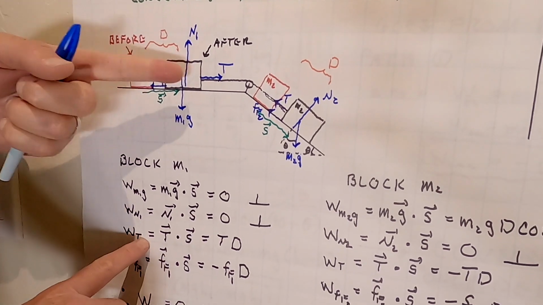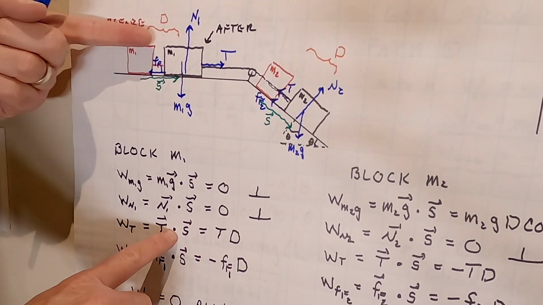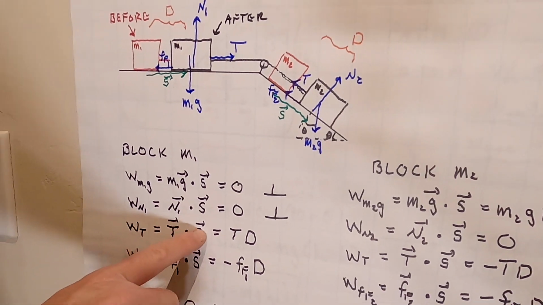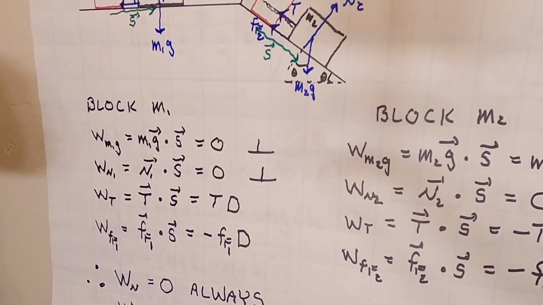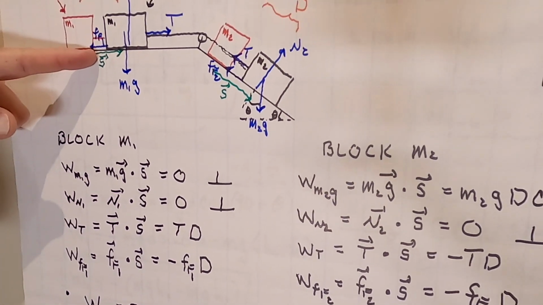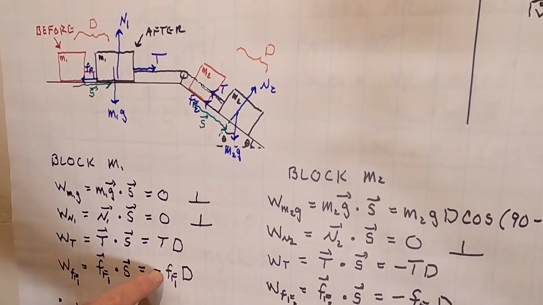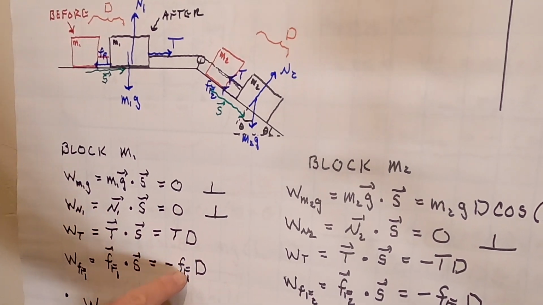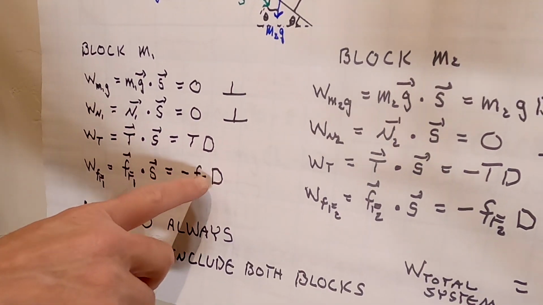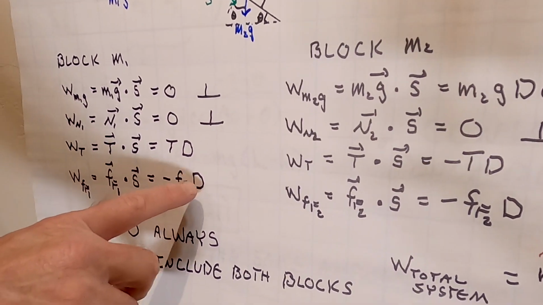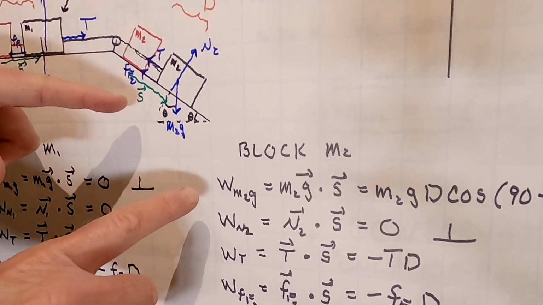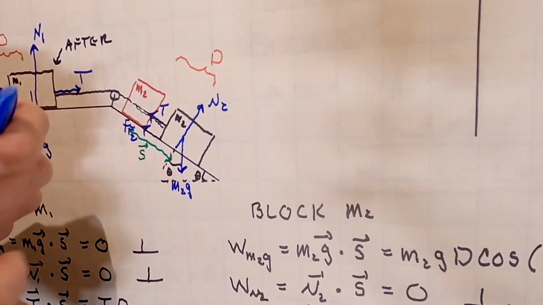The work due to this tension is in the same direction you're moving, so the angle is 0, so it's just T times D. The friction is opposite the way you're going, so the angle is 180, cosine of 180 is minus 1. So there's the work due to the frictional force.